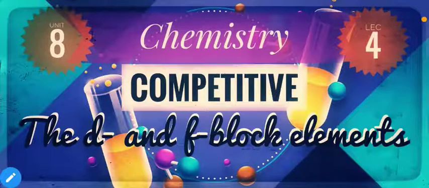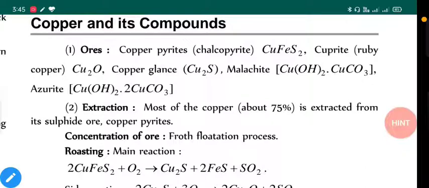In the previous lecture we discussed iron and its compounds and the properties of those compounds. In this unit we are going to discuss copper and its compounds. From the earth's crust we get different types of ores of copper. Those are copper pyrites, cuprite, copper glance, malachite and azurite. We can extract copper from these ores.